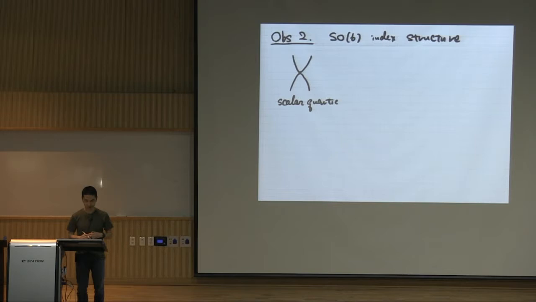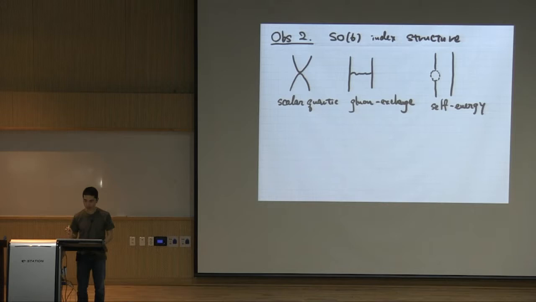And of course, you have gluon exchange, which I denote by this. And in addition, you may have some self-energy diagram, which basically corrects the propagator. But there is one important difference between the first scalar quartic diagram and the second and third diagrams, which is basically the SO(6) index structure. As I said, I'm now focusing on operators which are made up of just scalars, and each scalar comes with an index. So when you draw this diagram inside a two-point function, these lines are basically scalars, and each comes with an index like this, which runs from 1 to 6.